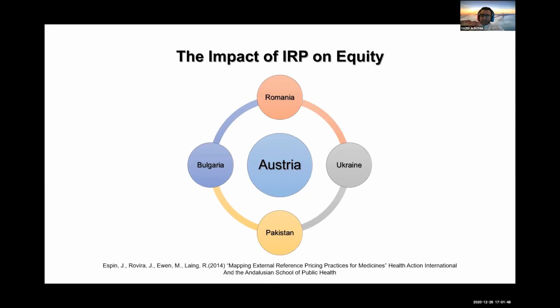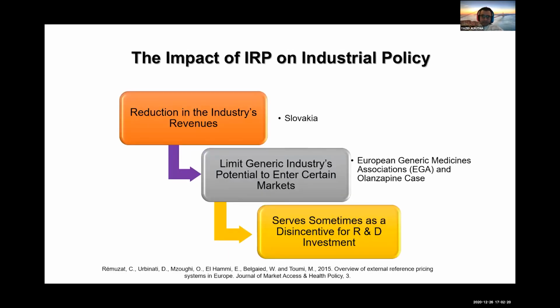Let's talk about Austria with a GDP per capita over $50,000 per capita. It uses Pakistan of $1,130 GDP per capita. It uses Ukraine of about $3,000, Romania of about $10,000, Bulgaria of about $8,000 or $9,000 per capita. So Austria, a wealthy country, uses these countries in its basket and actually pricing the new generic as well as brand medications. So there is some issue with the equity, and I'm going to talk about that in the next few slides as well.